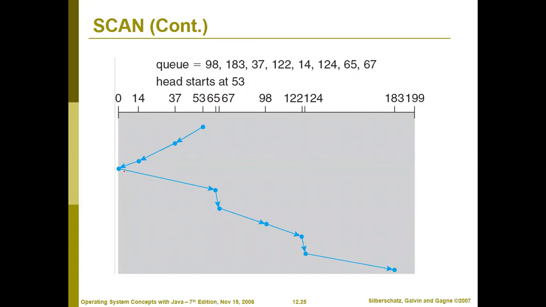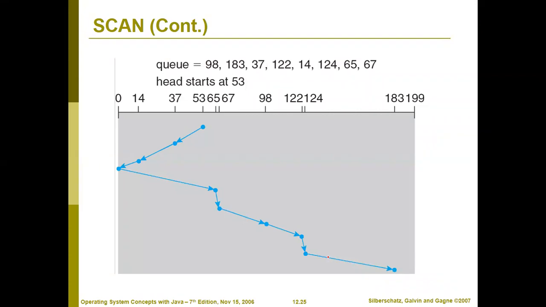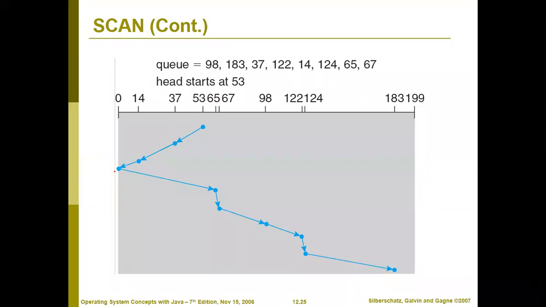So here, when you add the distance, it will come to 208, lesser than SSTF, shortest seek time first. In this way, you are going in one direction, then you are returning back from the last. Okay, that's the point here. It moves toward the other end, servicing requests. Head movement is reversed when it gets to the other end of the disk. After reaching here, its direction will be reversed.